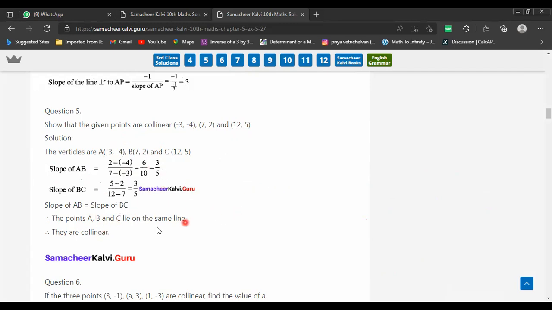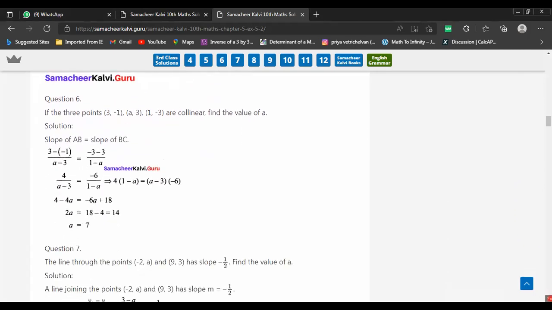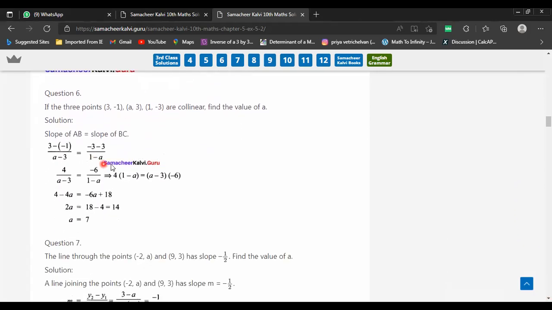So from this, we can say all the 3 points lie on the same line, because the slope of AB and slope of BC are same, which is 3 by 5. Okay, this question you can try. The same method, they just didn't give you a point A, and they're asking you to find the value of A, and they already said that the given 3 points are collinear. Try to solve this one.